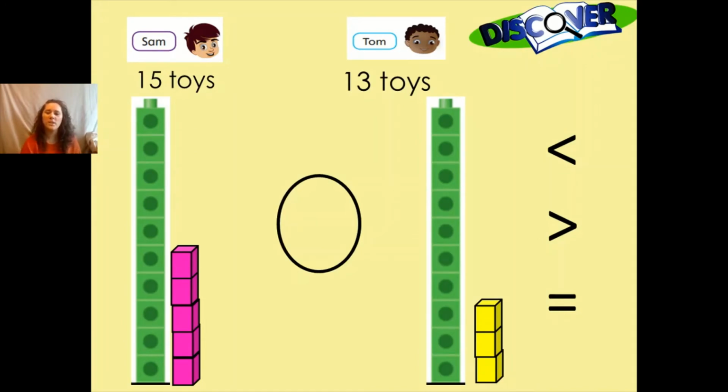Which symbol are we going to need in our circle? Does Sam have less than, greater than, or equal to the amount of cubes that Tom has? Have a think now and pause the video. Tell your adult which symbol we're going to need in the middle.